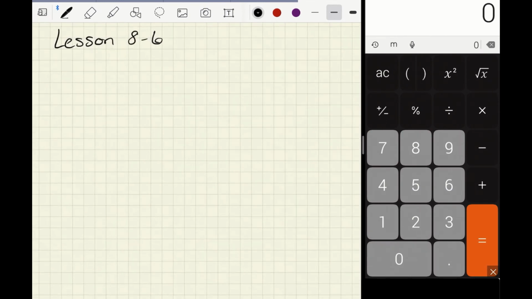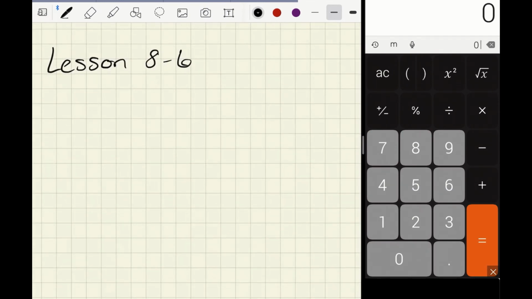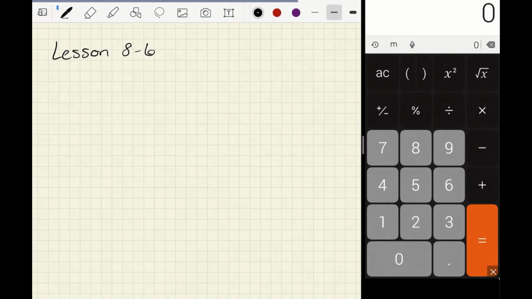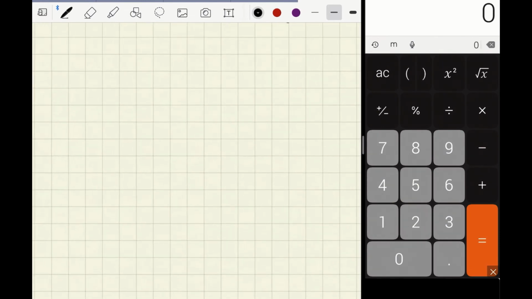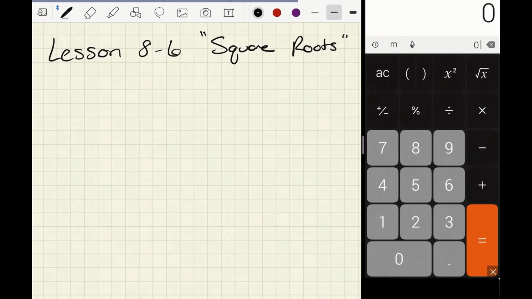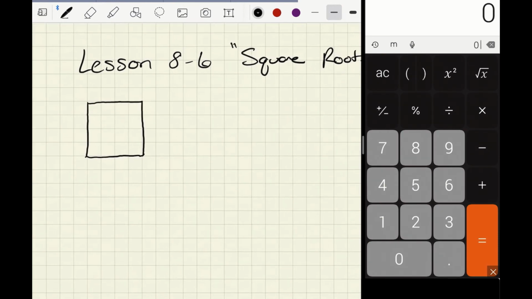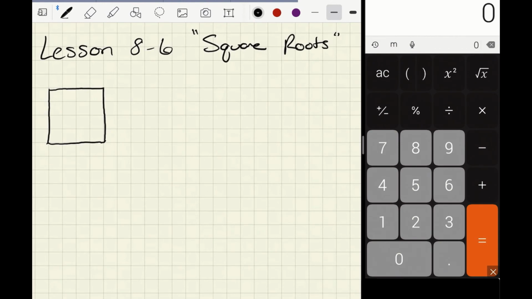The first part of lesson 8-6 is going to deal with this idea of square roots. And this is a really important discussion when dealing with area because the two go hand in hand, especially when we're talking about the area of squares. So let's go ahead and start with a square. I'm going to start by drawing on my graph paper a 4x4 square. And I'm actually going to number it 4 and 4 all the way around.